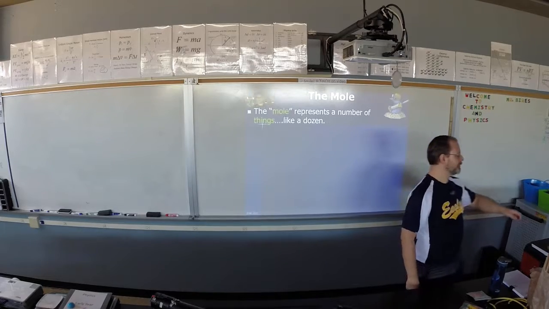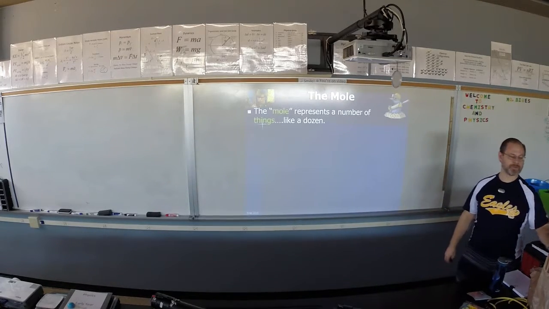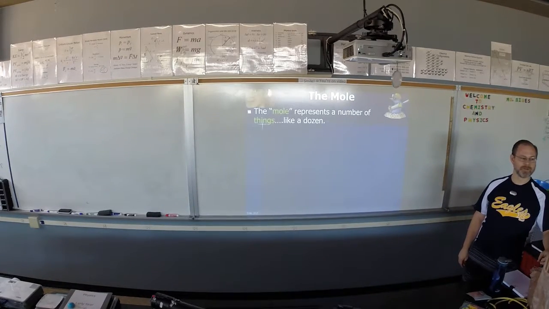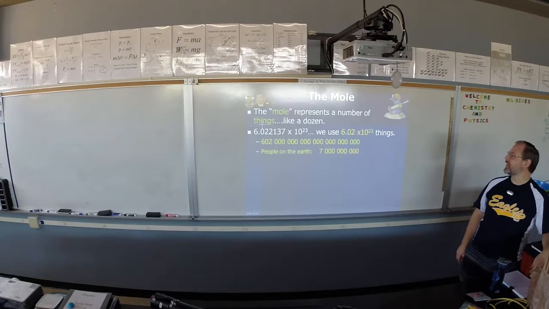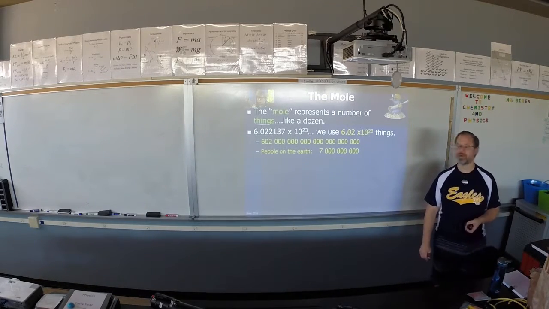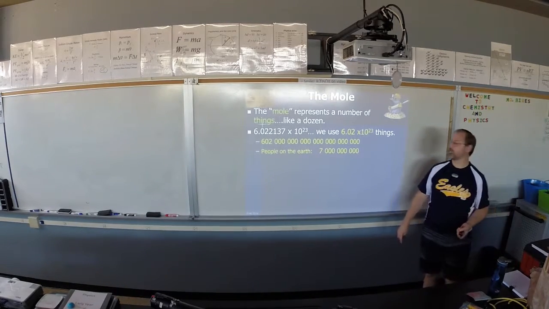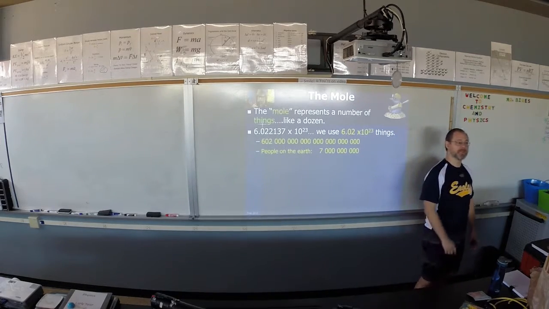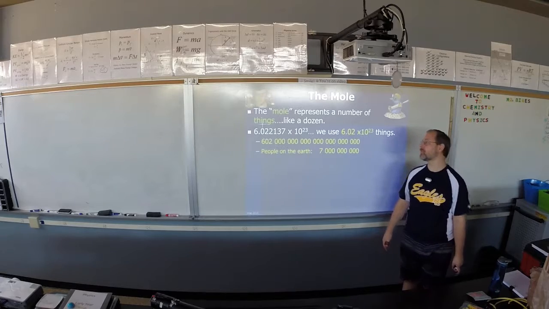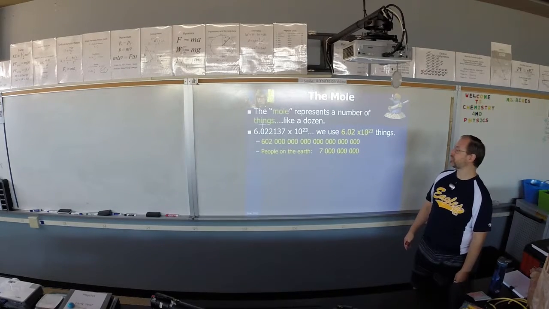The mole is a number. Who remembers what the number is? 6.022, yeah, exactly. It's 6 times 10 to the 23rd things per mole. This needs to be updated. We're at about 7.4 right now. So the mole is a huge number. It's 6 with a giant pile of zeros after it.